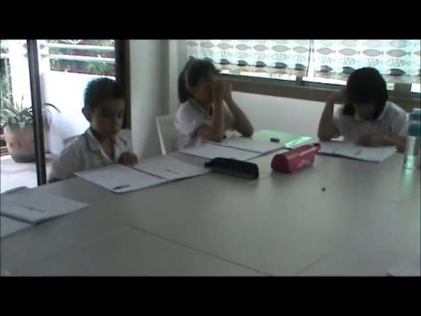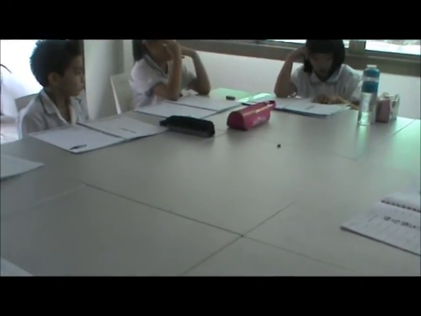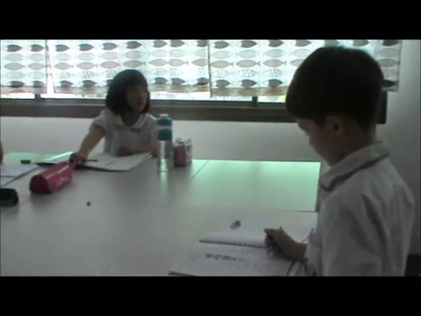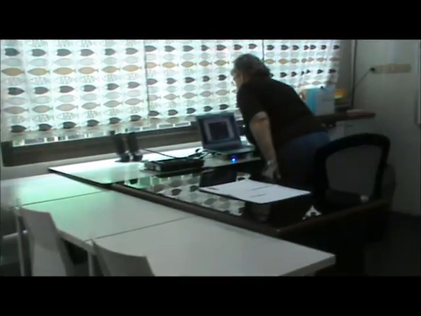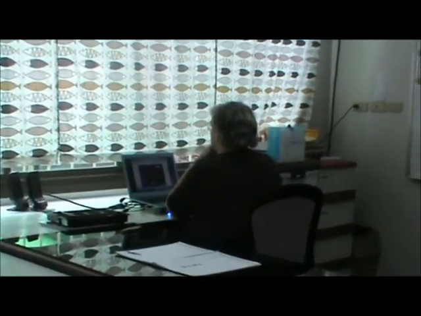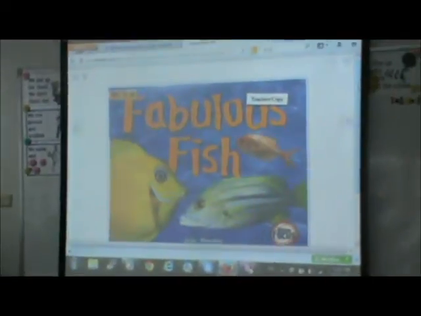What was homes that animals to live in? Let's have a look at what the book's going to tell us, okay? Because the next two pages we will have this. Fabulous Fish. It's called Fabulous Fish.